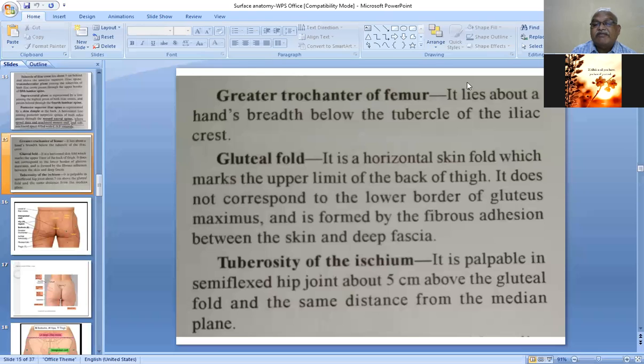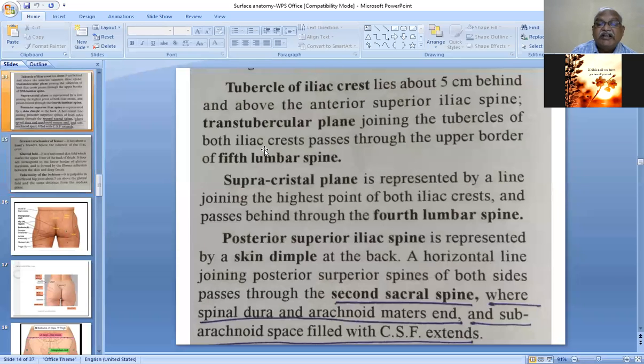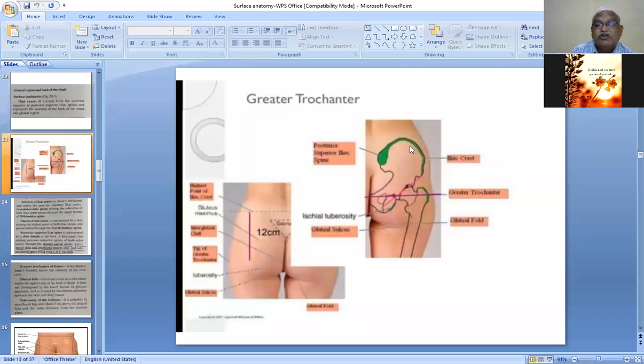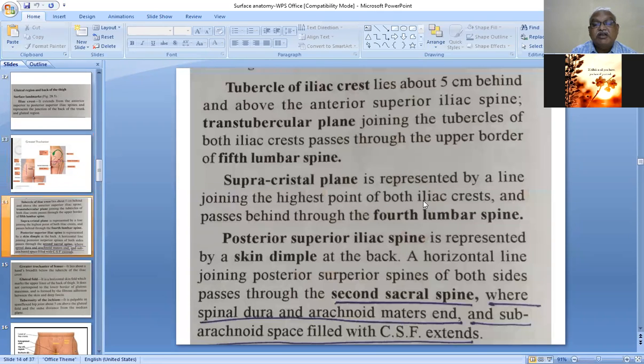Now, the greater trochanter of the femur. It lies about a hand's breadth below the tubercle of the iliac crest. This is the iliac crest. This is the greater trochanter. You measure the distance between the iliac crest and the greater trochanter; that is a hand's breadth. So the greater trochanter lies a hand's breadth below the iliac crest.